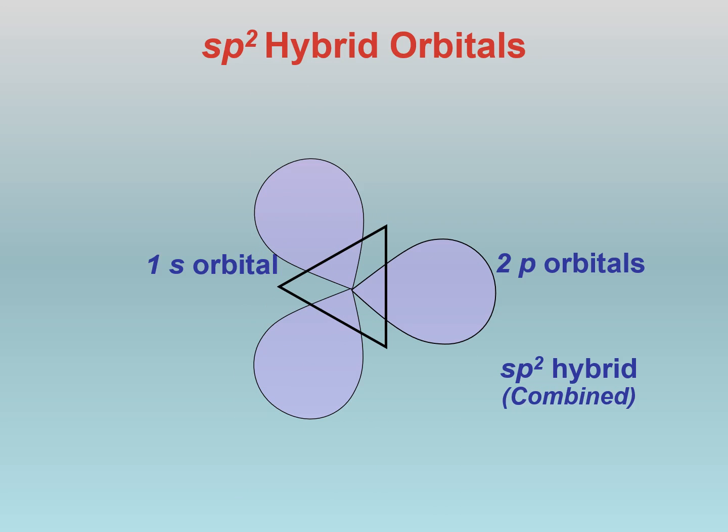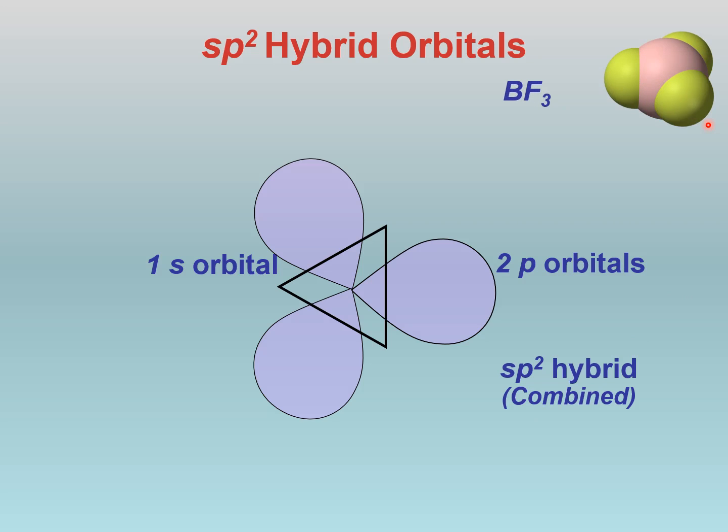Okay, and what you get this time is, instead of having 2 peanuts or one s orbital sphere shape, this 3-leaf clover looking geometry. All right, this is your sp2 hybrid. It's not an s, it's not a p, it's something in between.